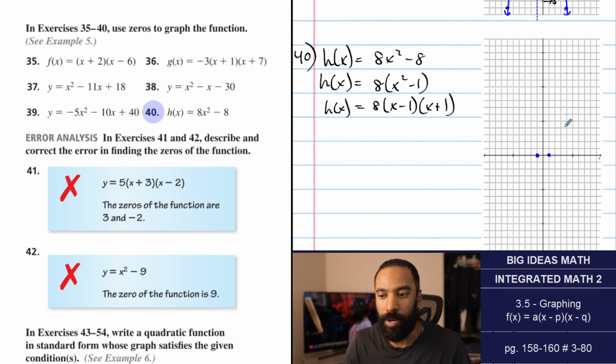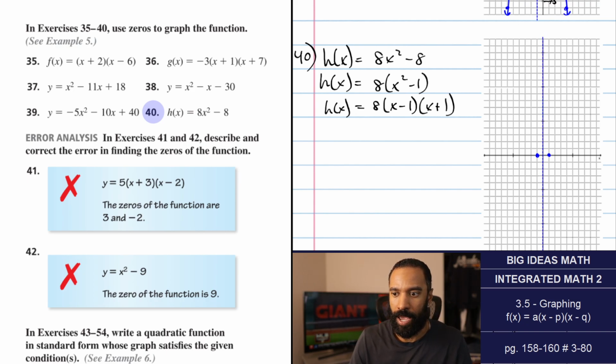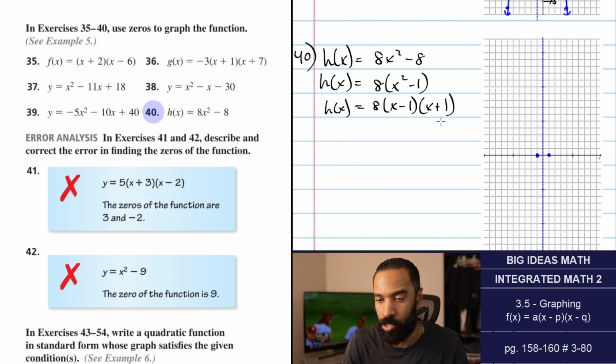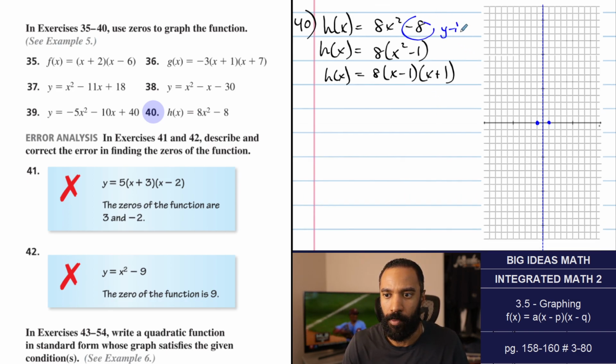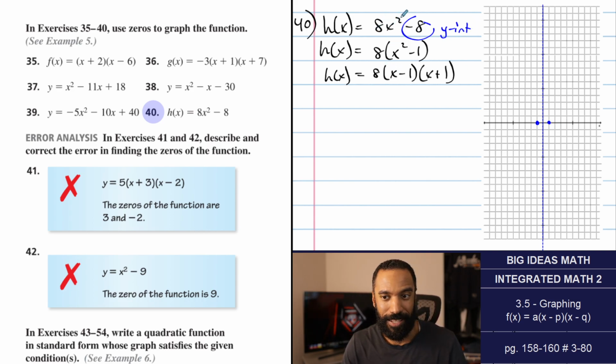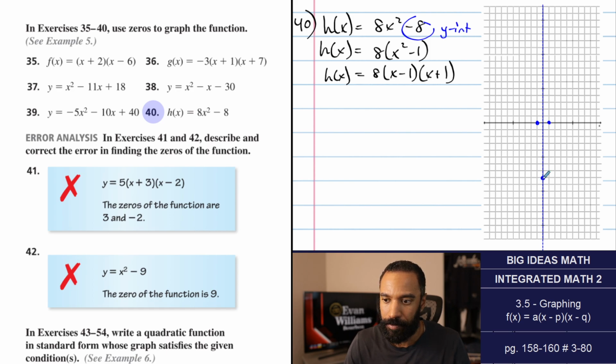Now this one, listen, you don't have to calculate anything on this one. The axis of symmetry is right in the middle. The right in the middle is the y-axis. That means your y-intercept is also your vertex. My y-intercept is right here. That is my y-intercept. So I don't have to calculate anything, but you plug in 0, whatever, you get negative 8 out. So boom, okay, we got it.